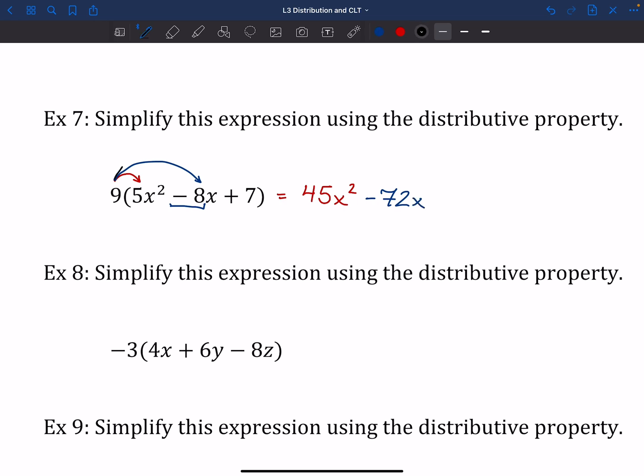And then last but not least, we got 9 times 7, right? And it's a positive 7, right? So we don't have to worry about any negative stuff at all. 9 times 7 is 63, right? And that's really all we're doing, right?